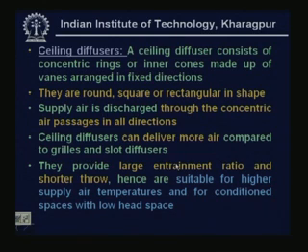Because of these characteristics, they are suitable for higher supply air temperatures and for conditioned spaces with low head space. That means, if you have an air conditioned building with low ceiling height, then you can use a ceiling diffuser because their throw is less. So, the air diffuses fast, so that there is no danger of cold air entering into the occupied zone. These are typical characteristics of a ceiling diffuser. So, let me show a schematic of a ceiling diffuser.